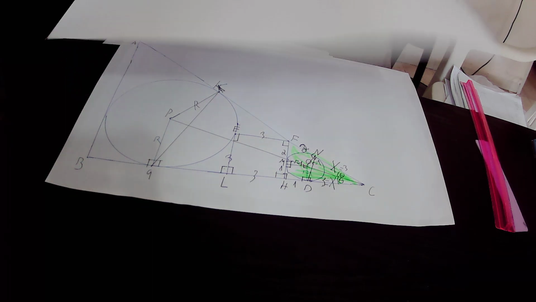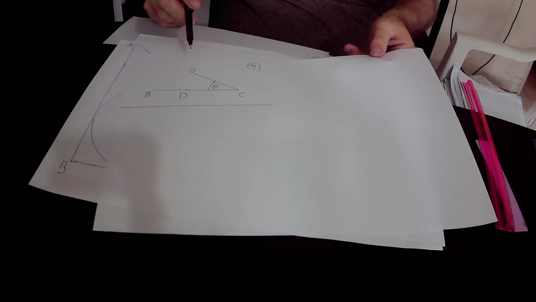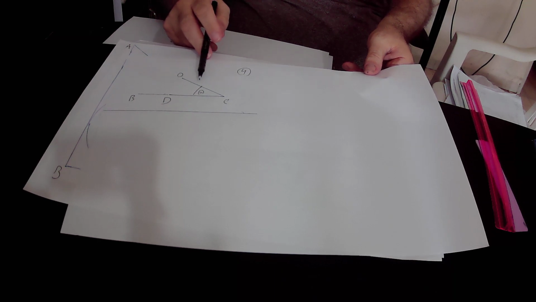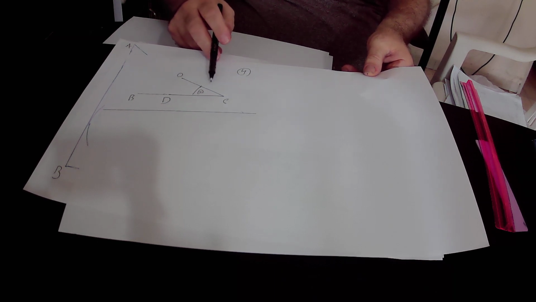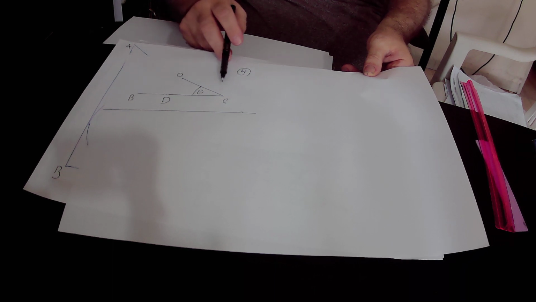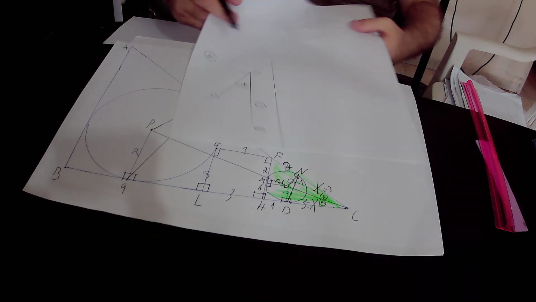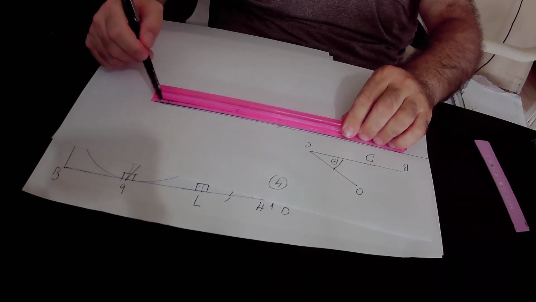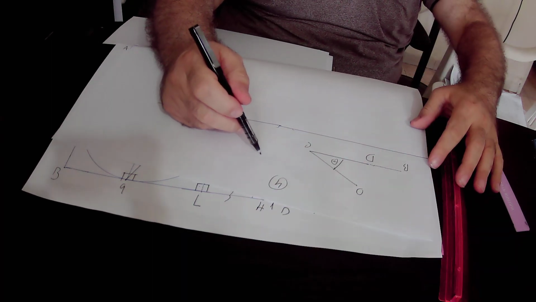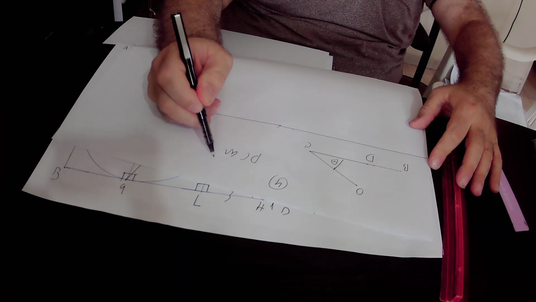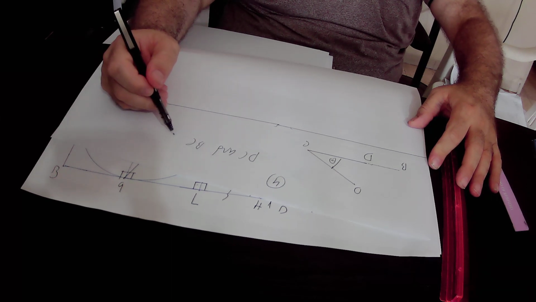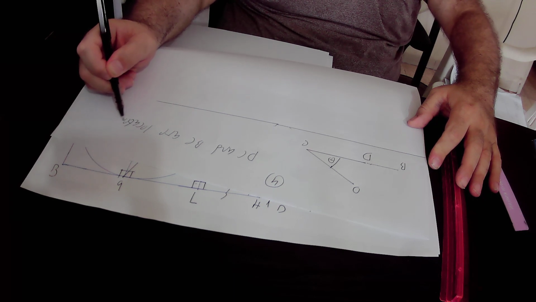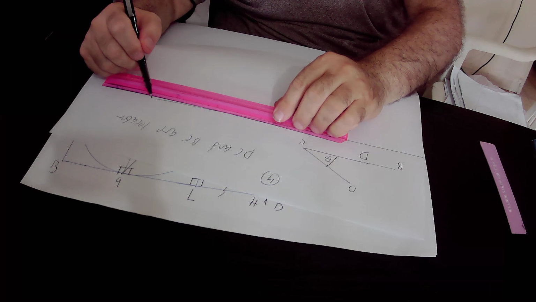Because DC is part of BC, it means that DC and BC are located on the same straight line. So I write the conclusion that DC and BC are both located on the same straight line.